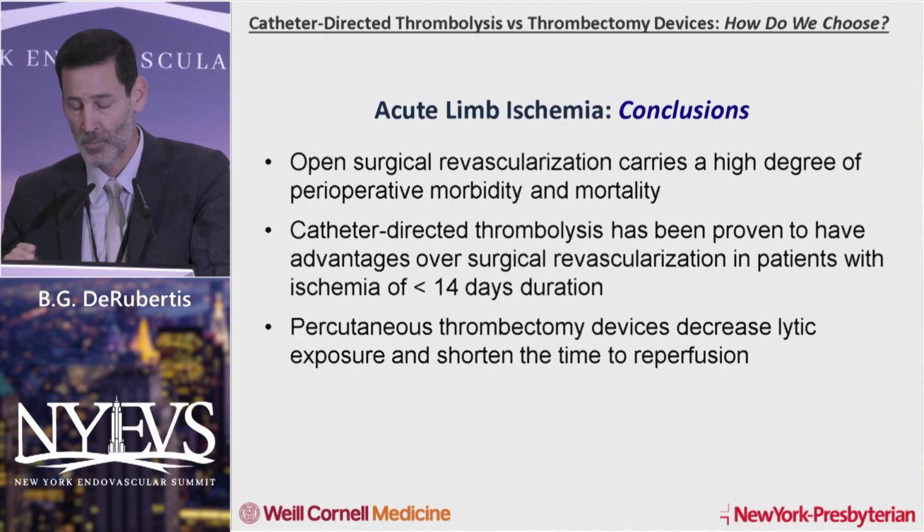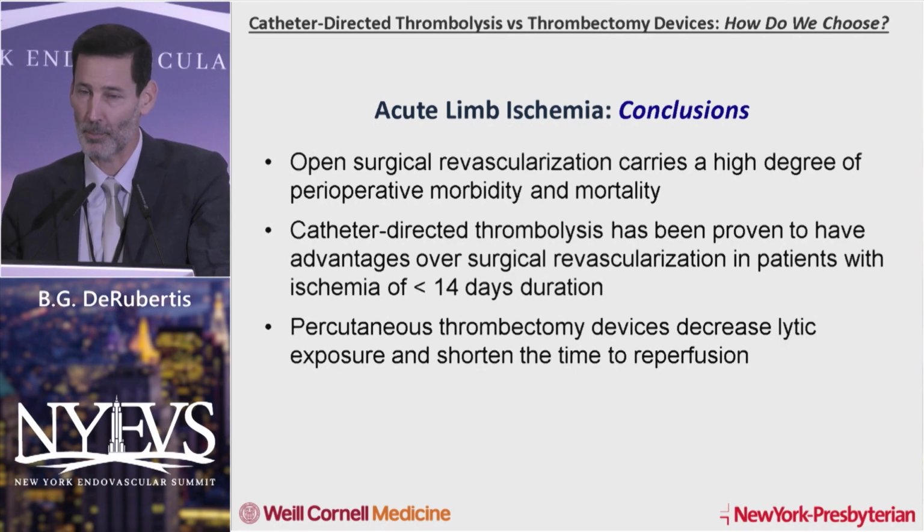What we do know is that open surgical revascularization carries a very high degree of perioperative morbidity and mortality. Catheter-directed thrombolysis has been proven to have advantages over surgical revascularization, specifically in patients with short duration of symptoms of less than 2 weeks. And the percutaneous thrombectomy devices really help to decrease our lytic exposure and shorten our treatment times with equal results in terms of limb salvage.